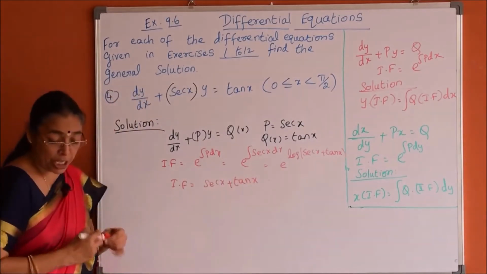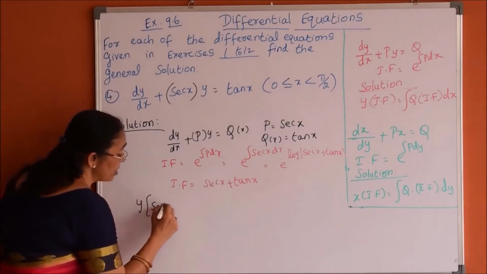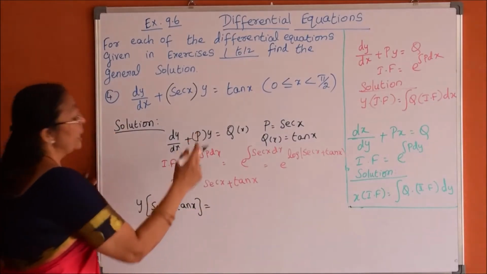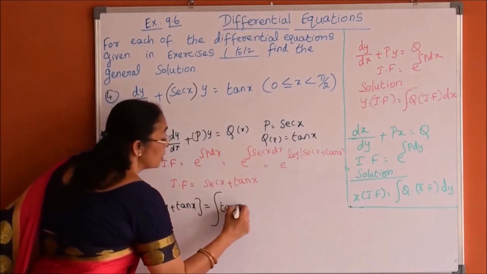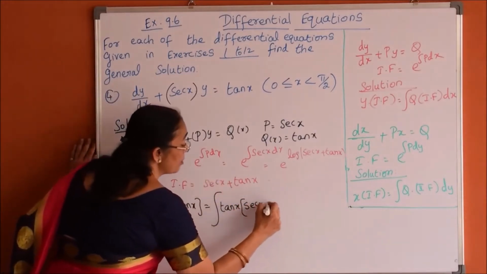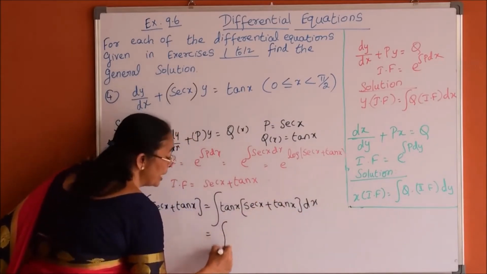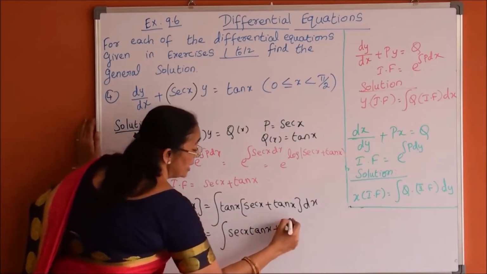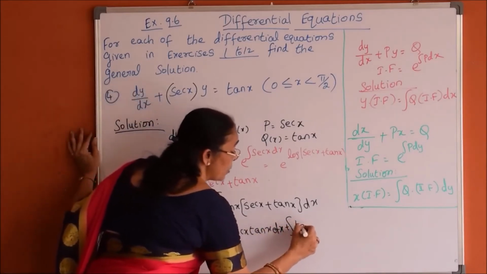Now, solution is y into integrating factor, y of secant x plus tan x is equal to integration of q function. Q function is tan x into integrating factor. Integrating factor is secant x plus tan x dx, which is equal to integration of secant x tan x plus integration of secant x tan x dx plus integration of tan square x dx.